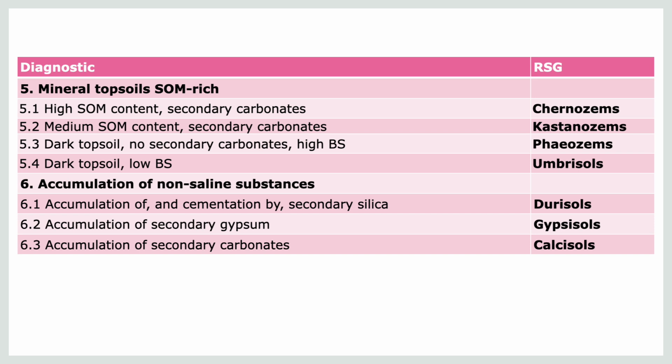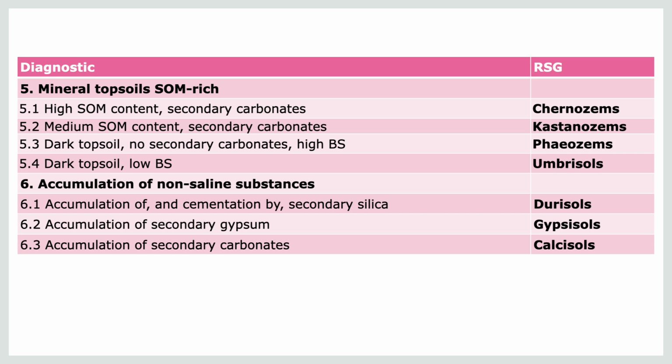Soils that register a low or median soil organic matter content, dark colors, but they don't register secondary carbonates, but a high base saturation, they are called Phaeozems. And those soils that register a dark color because of low or median soil organic carbon content, no secondary carbonates, and a low base saturation, they are called Umbrisols.